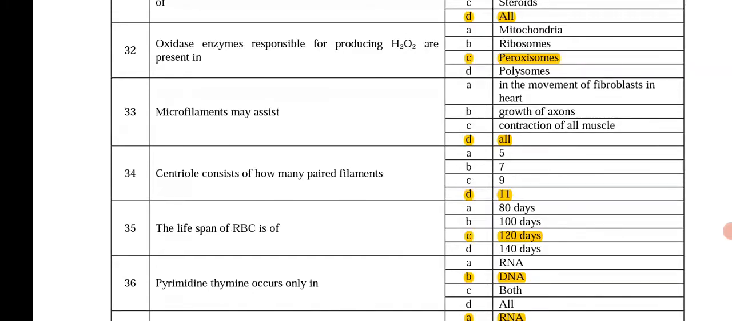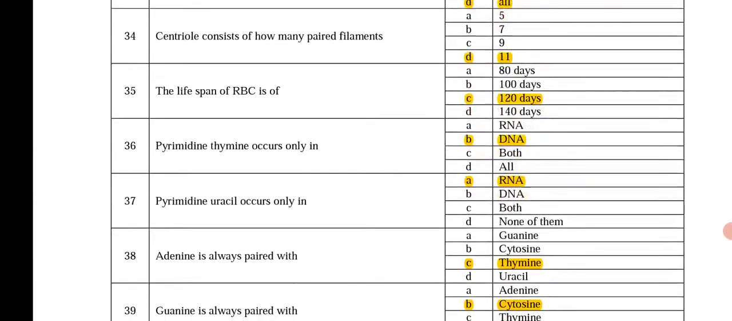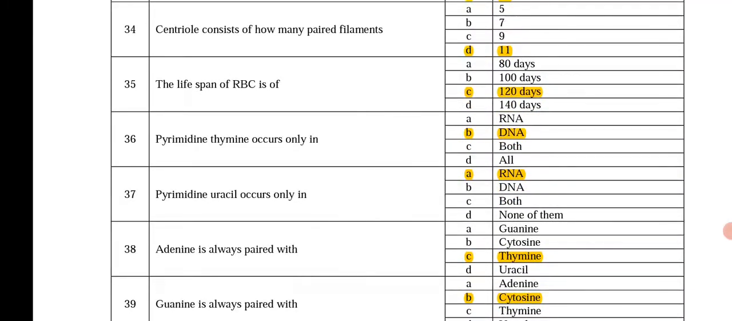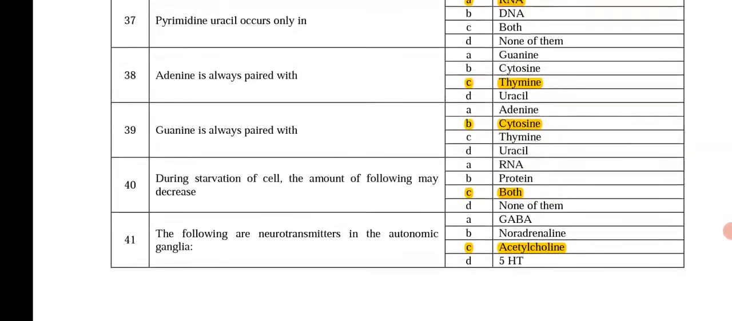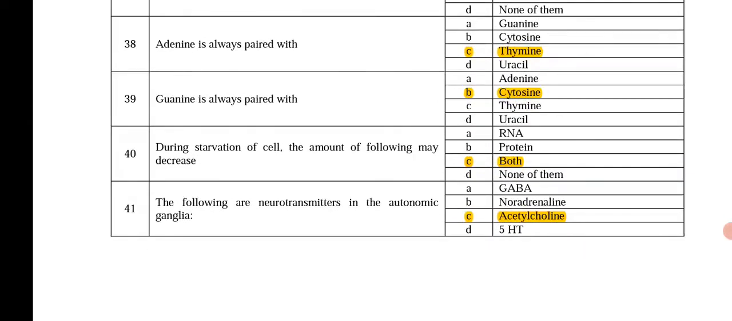Centriole consists of how many paired filaments? 11. Lifespan of red blood cell is 120 days. Pyrimidine thymine occurs only in DNA. Pyrimidine uracil occurs only in RNA. Adenine is always paired with thymine. Guanine is always paired with cytosine. During starvation of the cell, the amount of the following may decrease: both RNA and protein.